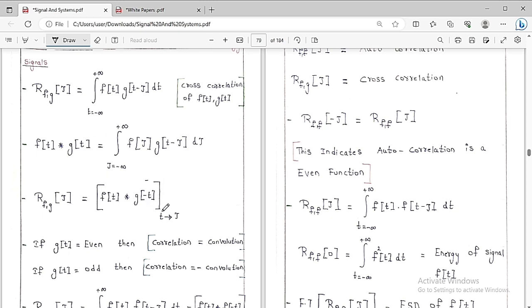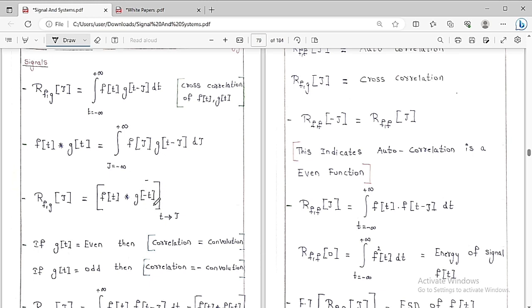So g of minus t, and then wherever t is there, replace t by tau and tau by t, then we are going to get this expression that we are going to get here. So what is going to happen? Suppose g of t is an even function, then what is going to happen? So g of minus t is equal to g of t in that case.